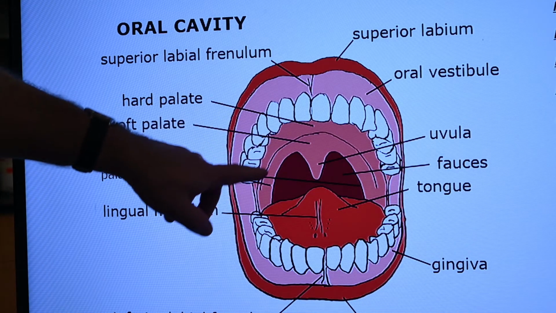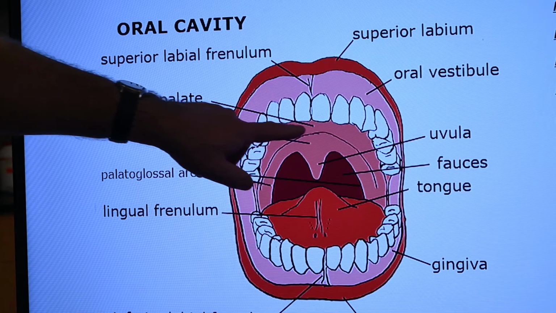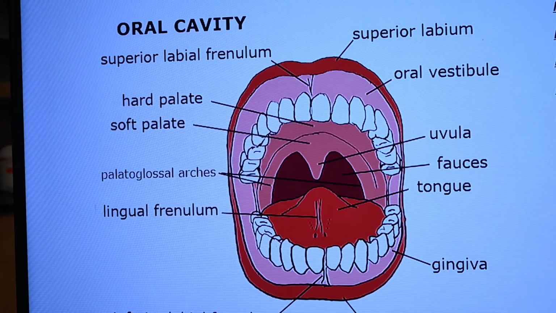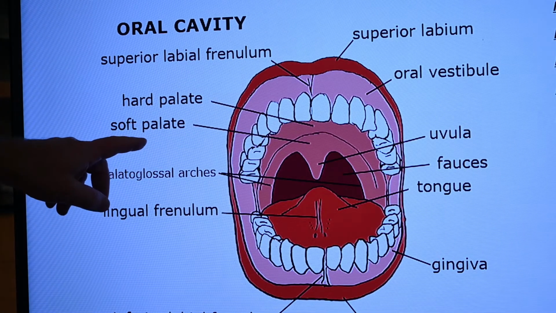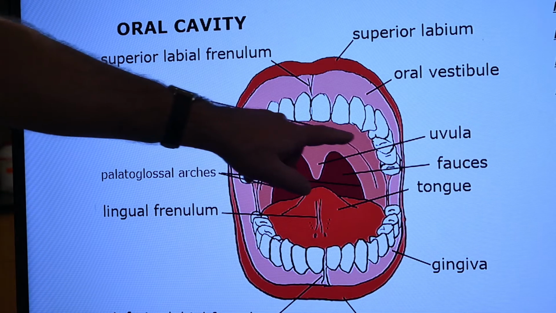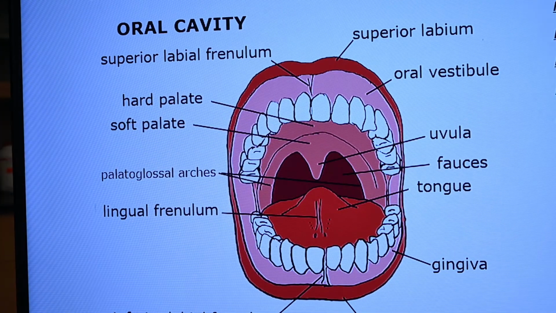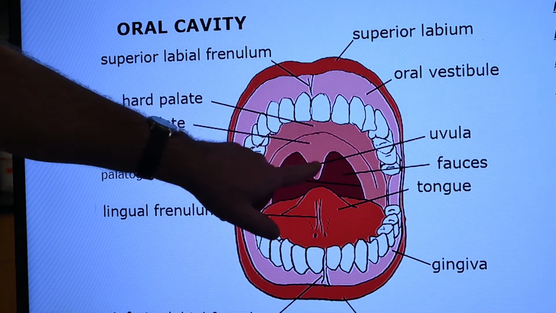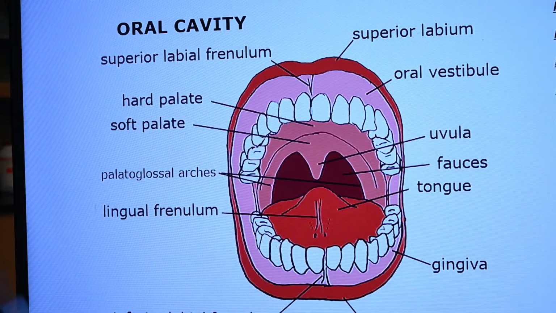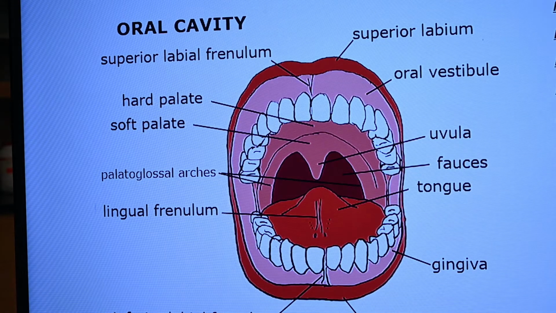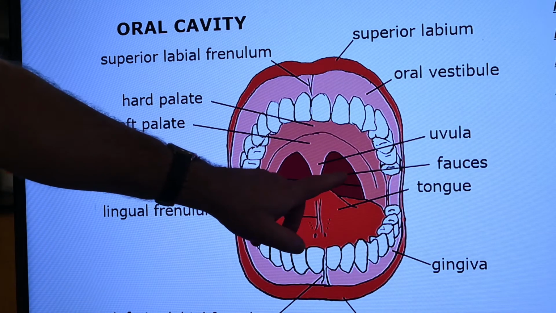The roof of the mouth is known as the palate, and there's a hard palate portion in the front, backed by bone. Our maxilla and palatine bone support the hard palate, and then behind the hard palate is a region of soft palate, and it is supported by skeletal muscle. Hanging down from the very back of the soft palate is the uvula, hanging down right in the middle of that space known as the fauces.